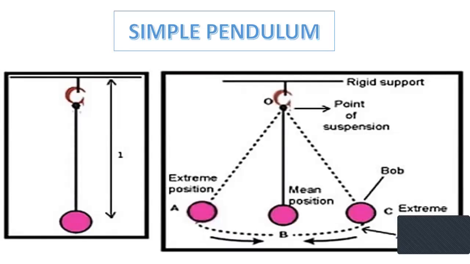Now we will study about the simple pendulum, how it works. A simple pendulum consists of a small metal ball. That metal ball is known as bob, and this bob is suspended by a long thread from a support so that the bob can swing freely.